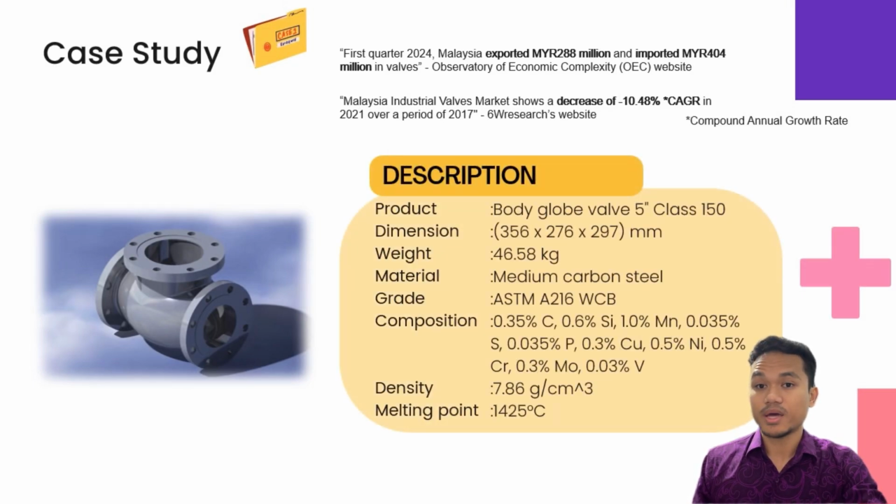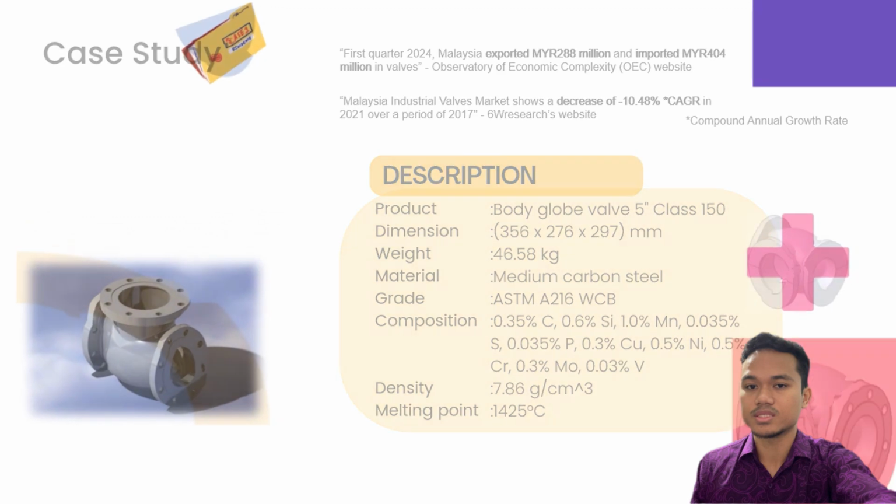So here are the specs. The weight is 46.58 kilos and the material is medium carbon steel ASTM A216 WCB. The composition, density and melting point are as stated.